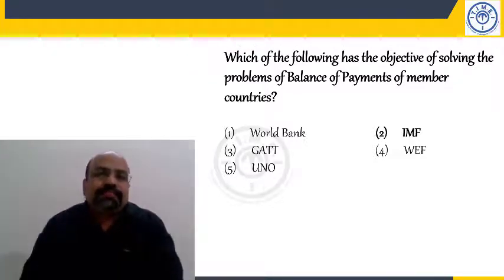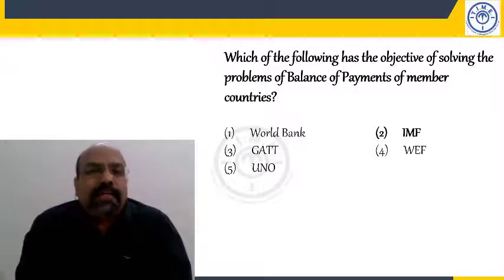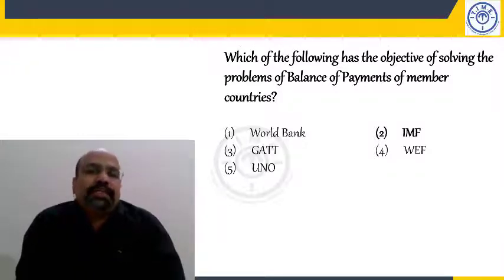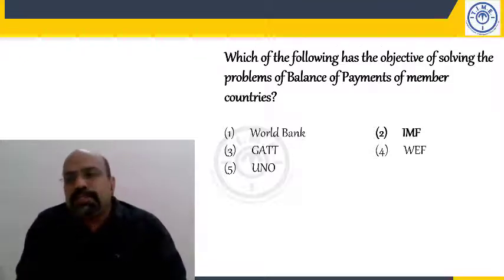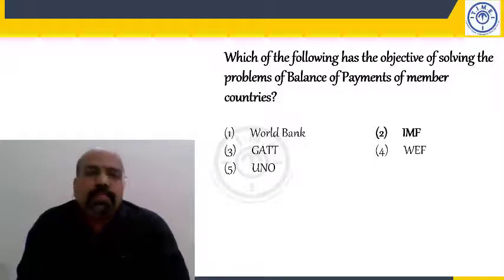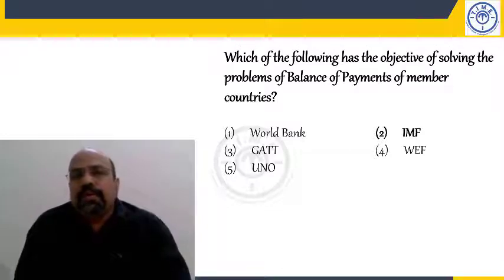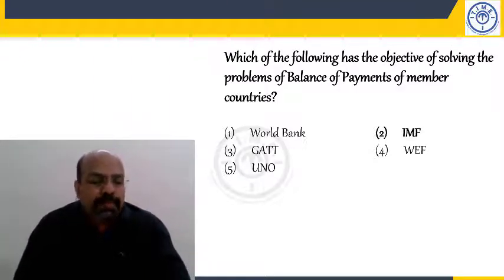Dash. Arises when a country does not have sufficient foreign exchange to pay for imports, loans, and other such payments.